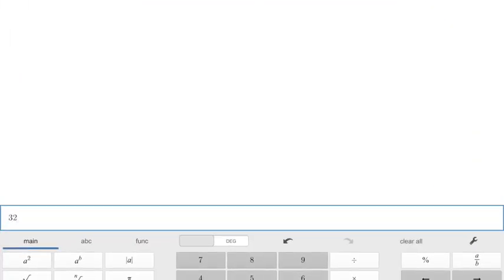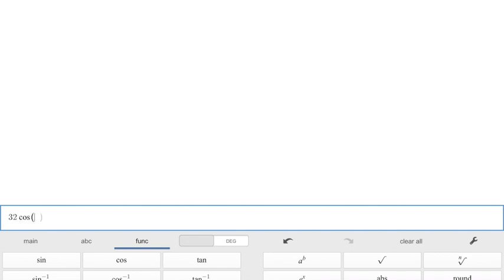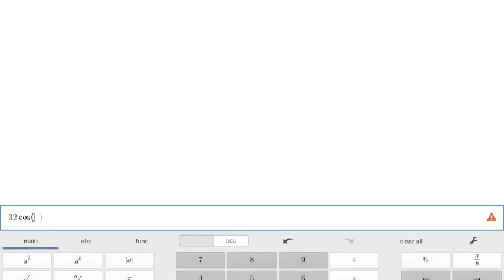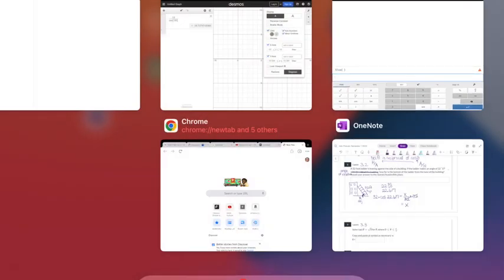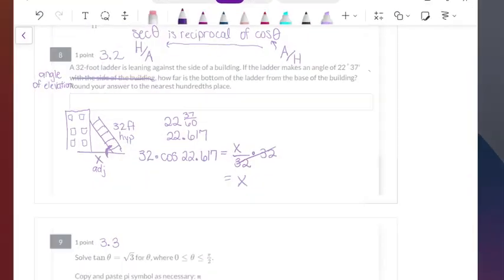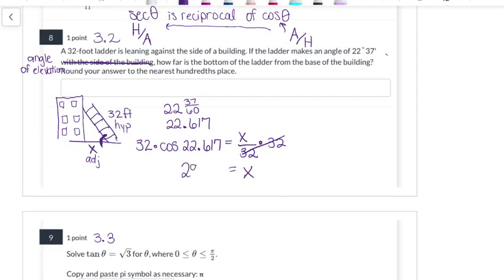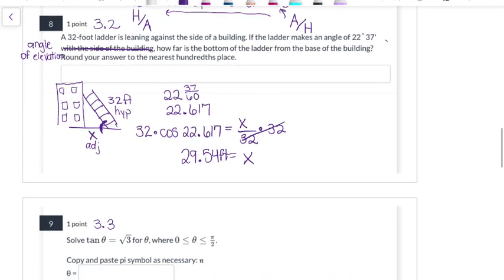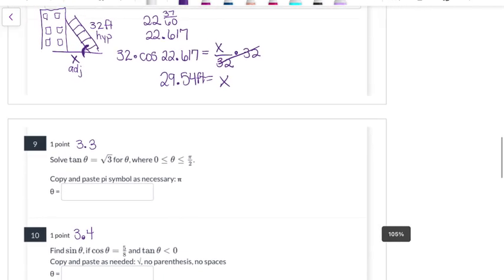So 32 times cosine of 22.617. So 29.54 feet, because we were starting in feet. All right. Keep on rolling.